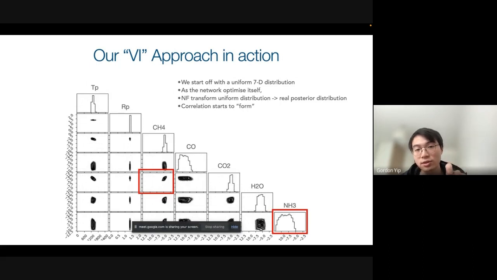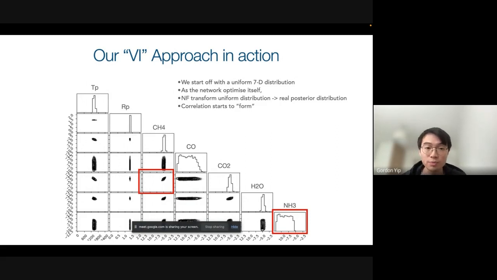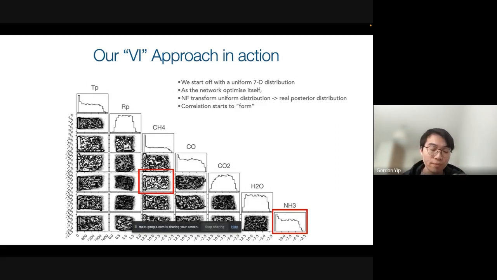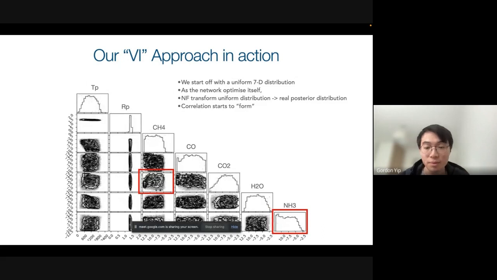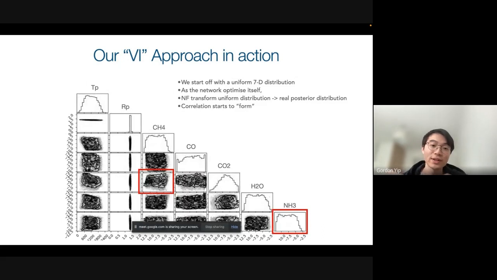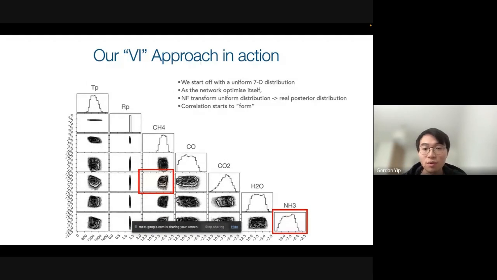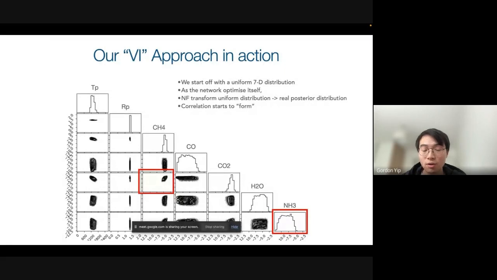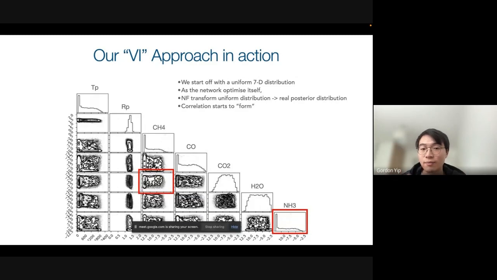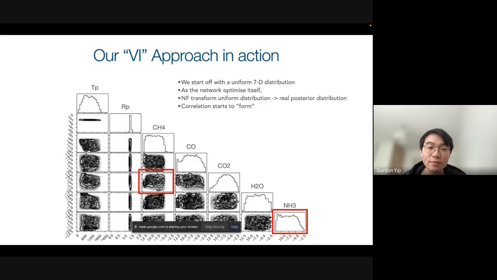And then slowly and slowly, the network is able to figure out that actually there are correlations between these different parameters. And remember that they start off from a uniform distribution, and then they can form correlations by themselves. They can learn the correlations by themselves. And one of the good things is that they are not overly constrained. You can see from CO that it remains a very broad distribution, because you actually can't characterize CO from Ariel, and it correctly reflects that.